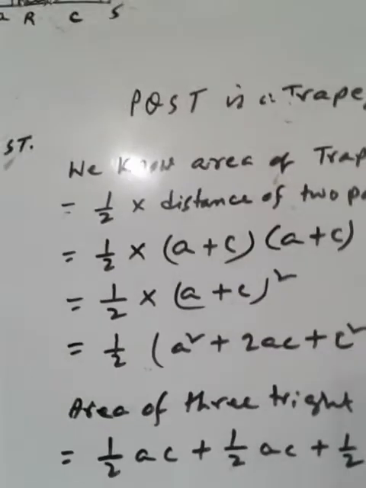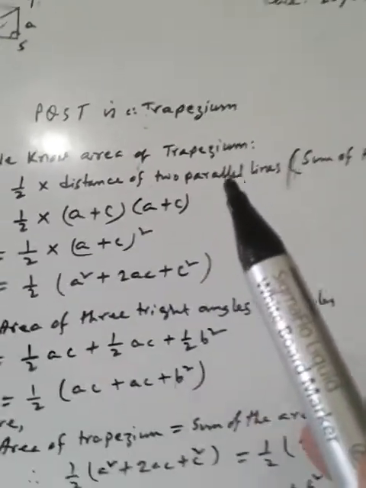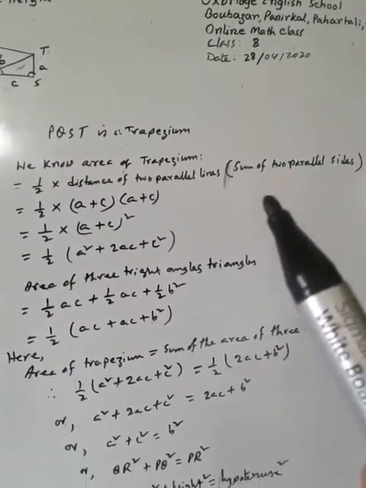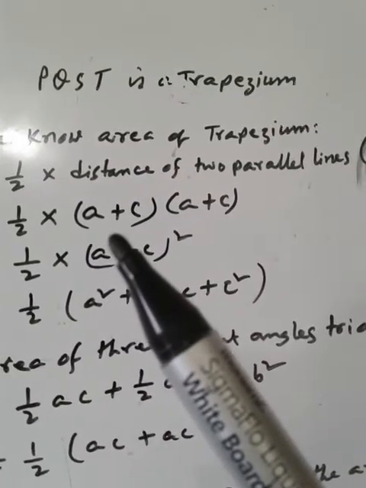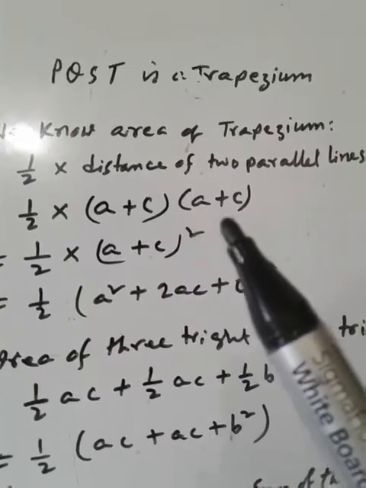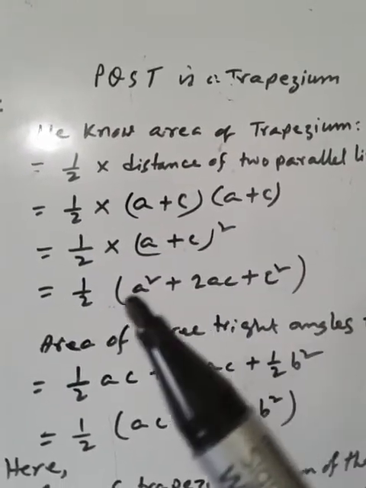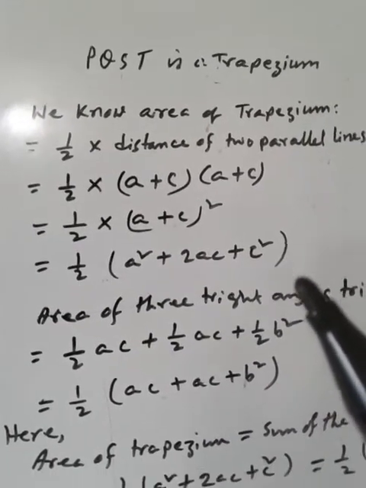So half into the distance between the parallel lines, A plus C, multiplied by the sum of the parallel sides, A plus C. It means the area is half into (A plus C) whole square, which equals half into (A square plus twice AC plus C square).